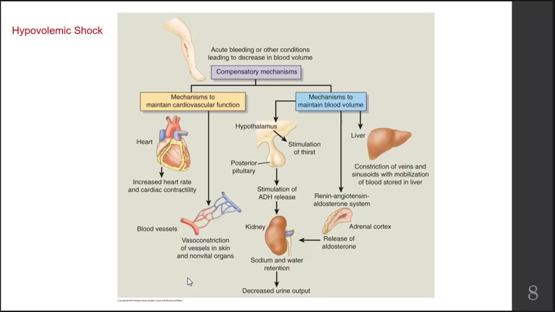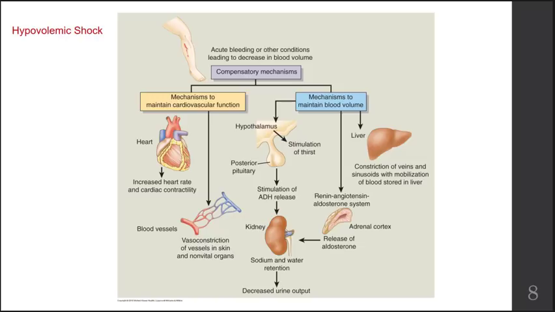So vasoconstriction occurs in the skin, and this will help divert blood to the organs that are necessary for survival. Now, if this is short term, a few minutes or so, then maybe not a problem to the organs that are not getting the normal amount of blood flow. But if it lasts too long, then it can lead to injury and even death to the tissues that are suffering from this ischemia due to the compensatory mechanism. So for example, the skin could start to die because of the lack of blood flow if it lasts too long.